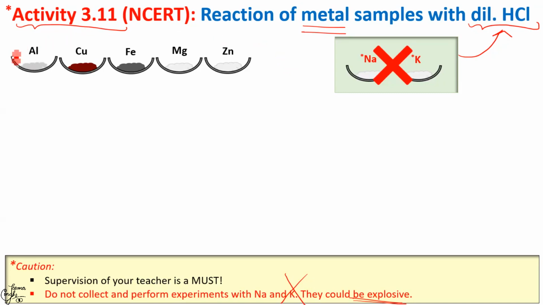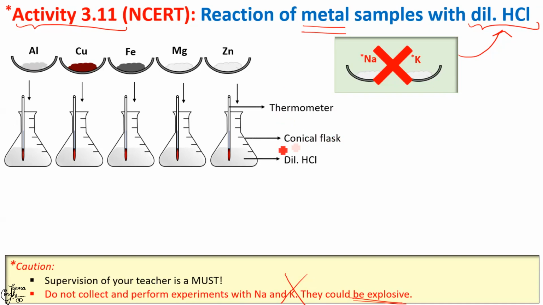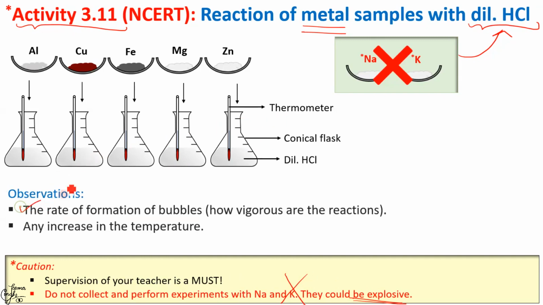If the metals are tarnished, you can rub them clean with the help of sandpaper. Put the samples separately in test tubes or conical flasks containing dilute hydrochloric acid. Also suspend thermometers, ensuring that their bulbs are completely immersed in the acid. Observe and note: number 1, the rate of formation of bubbles, and number 2, the increase in temperature, if any. Based on these two observations, you are supposed to arrange the metal samples in the decreasing order of reactivity with dilute hydrochloric acid.